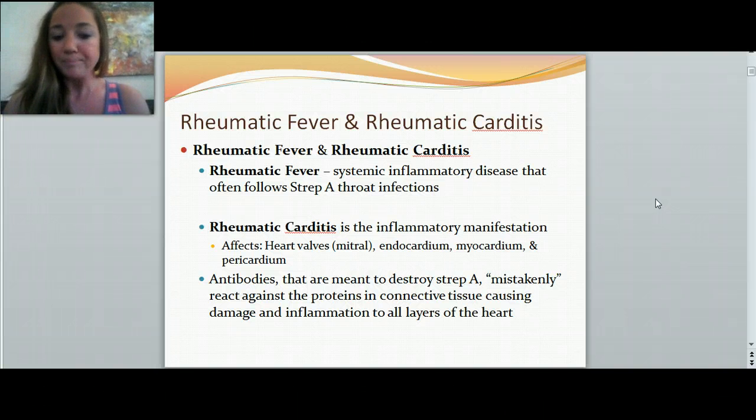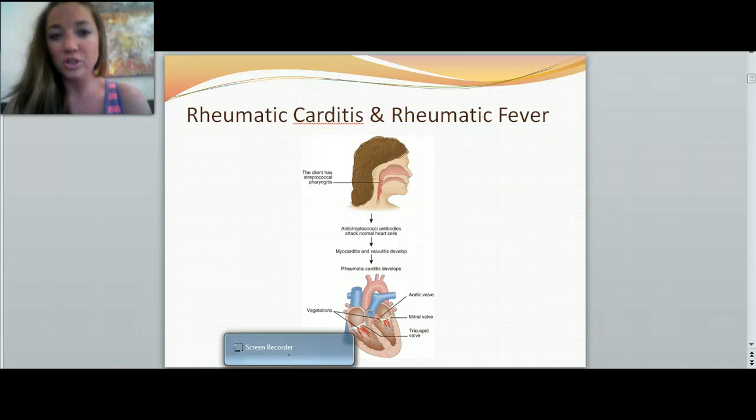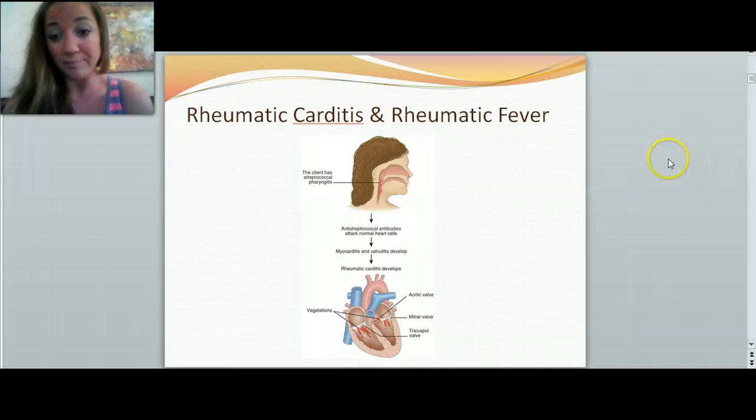Okay. The antibodies that are meant to destroy strep A mistakenly react against the proteins within the connective tissue of the heart, and it causes major damage to the entire heart. All right, so this is just a picture of the flow of how this happens. The strep infection starts in your throat. You've got Streptococcus A in your throat. The infection travels down to your heart, infects your heart. Antibodies try to kill it off, but they mistakenly attack your heart itself, and then that destroys all the layers of your heart. So your heart is really in a bad place at this point, right?